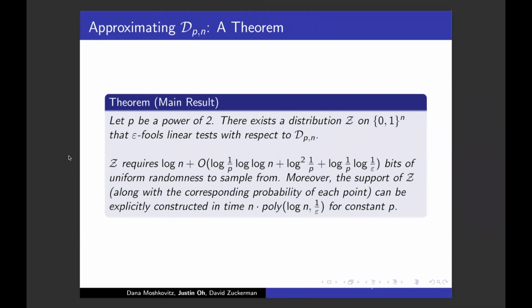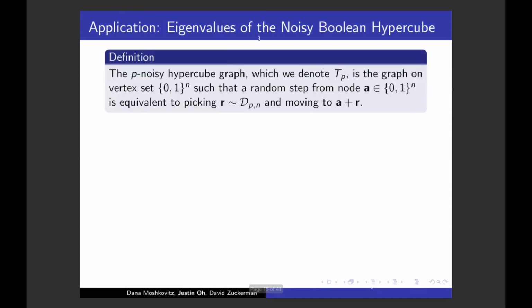So before we go about proving this theorem, let's look at some applications in computer science for approximating d sub p comma n. And the main application that we were thinking of when we were doing this was approximating the eigenvalues of the noisy Boolean hypercube. And the noisy Boolean hypercube, it's a well-studied object in computer science, specifically in Boolean function analysis and also in hardness of approximation and PCPs.